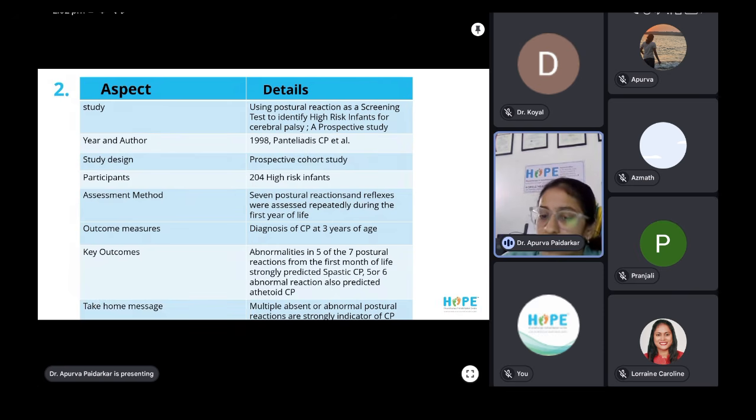The outcome measure was diagnosis of CP at the age of 3. The key outcomes were that they found abnormalities in 5 of the 7 postural reactions from the first month of life strongly predicted spastic CP. Then 5 or 6 abnormal reactions also predicted athetoid CP. So the take home message is that multiple absent or abnormal postural reactions are a strong indicator of CP.